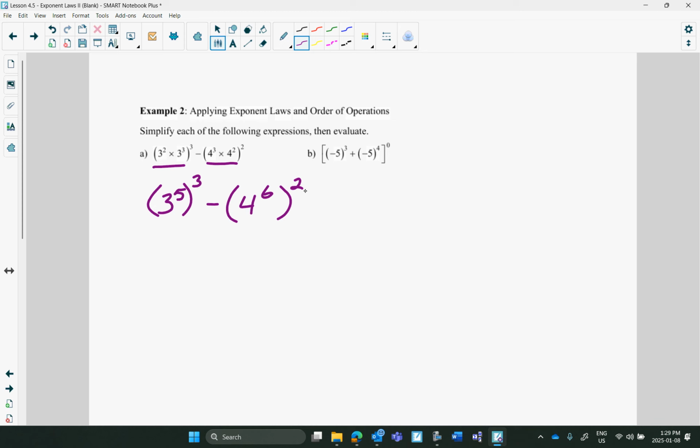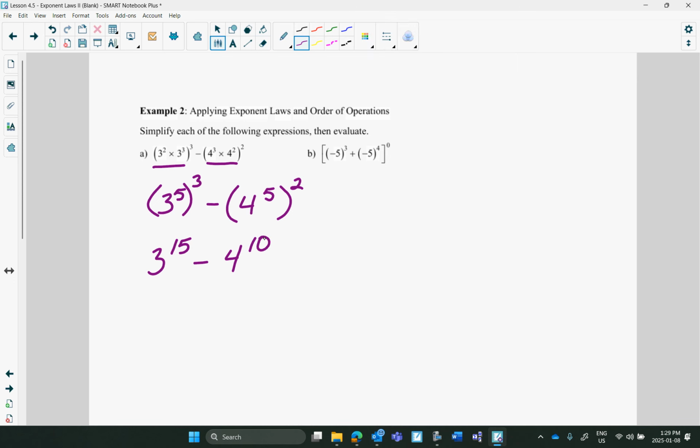So this is the same as 3 to the 15 minus 4 to the 12, and that's as far as you can go without a calculator. Did I make a mistake? 5 instead of 6. Oh, sorry, yeah, you're right, I'm mistaken. So that's going to be 4 to the 10. That's as far as you can go without using the calculator.